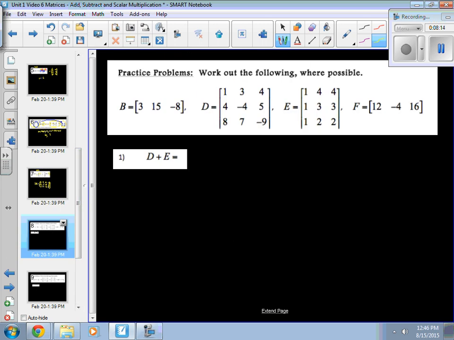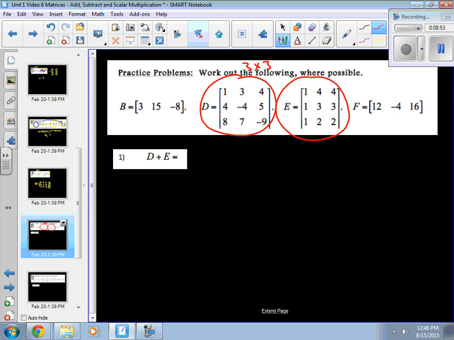All right, let's try some more practice ones with adding, subtracting, multiplying. If you look here, each matrix has a letter associated with it. Looks like B and F are 1 by 3 matrices, and we got a couple 3 by 3 matrices as well. So problem 1 wants us to add D plus E, so we got to check. Can we add D plus E together? They got to be the same size. Yes, it looks like these are both 3 by 3 matrices. We should be able to add them together.